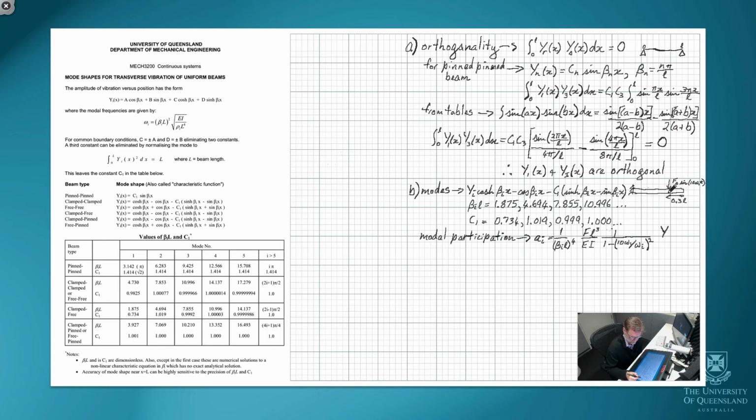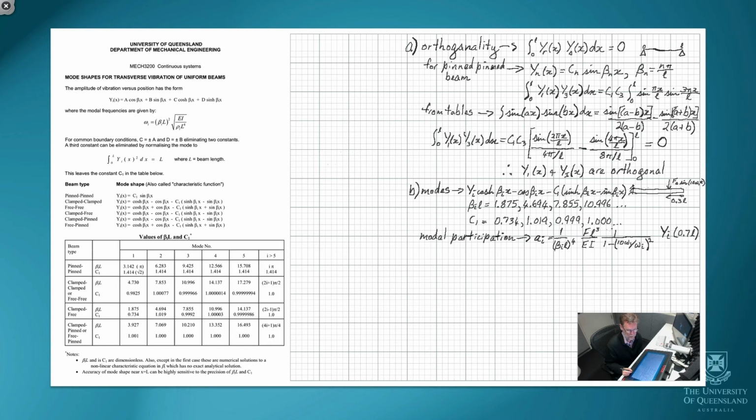And we evaluate that at the load point. So again, if you're forcing a system at an anti-node where you have a high response in that mode, that's going to excite that mode a lot. Whereas if you're exciting it at a node point where that mode has no response, you won't be able to excite that mode. So we evaluate the mode shape at the forcing position, which is 0.7 times L, this point here.